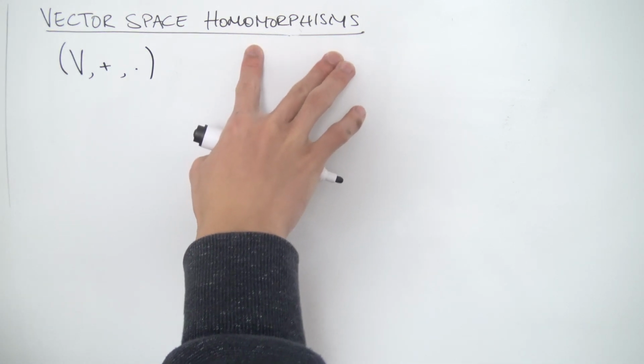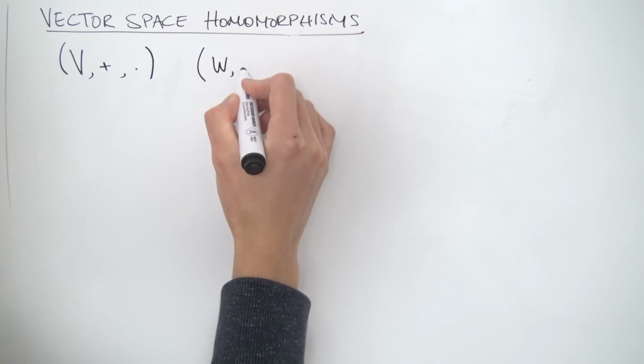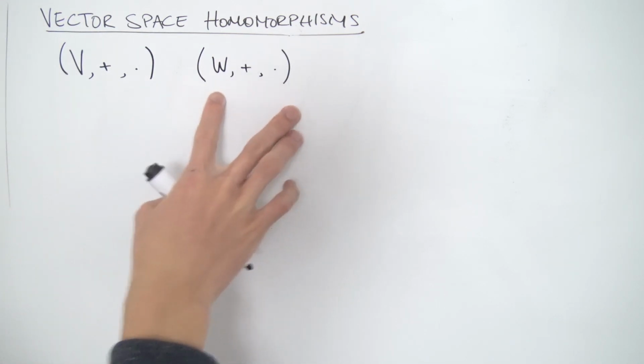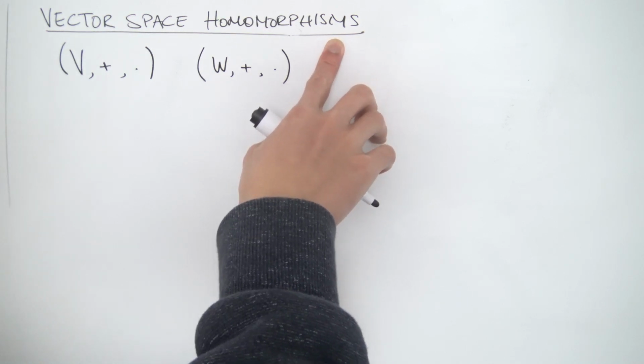And now, with homomorphisms, what is our goal? We want to consider another such vector space, let's say W with plus and scalar multiplication, and we want to study maps that go between these two vector spaces. And there are particular types of maps we want to take a look at, namely homomorphisms.